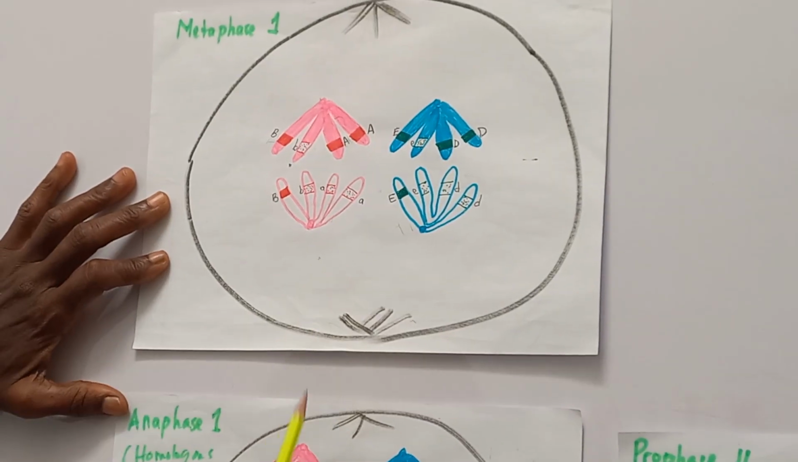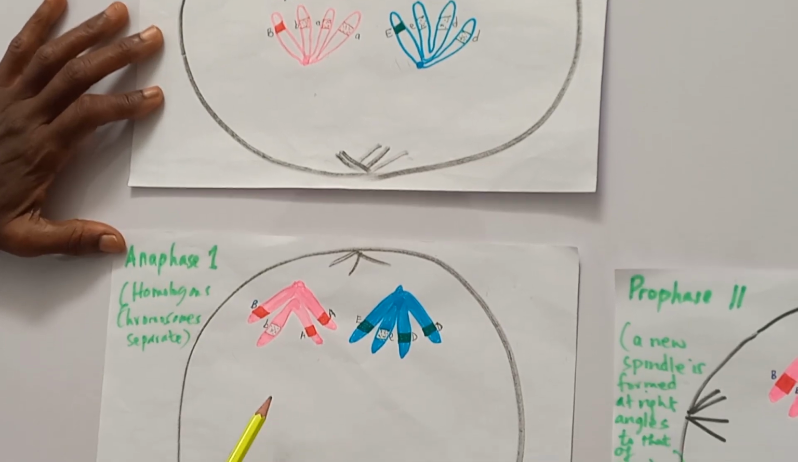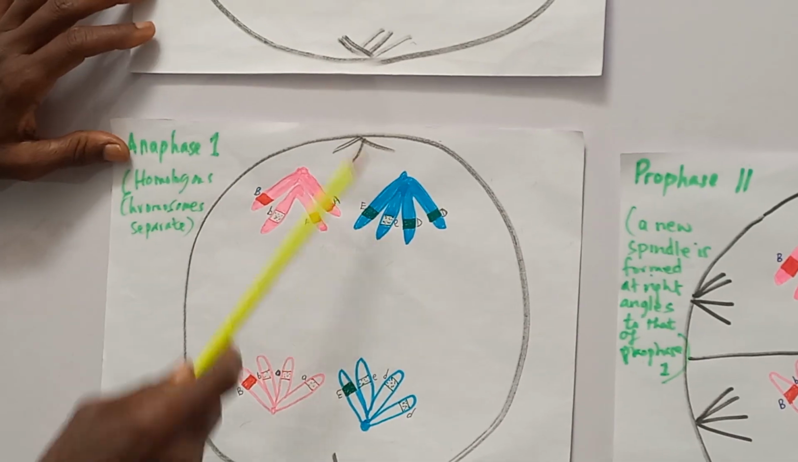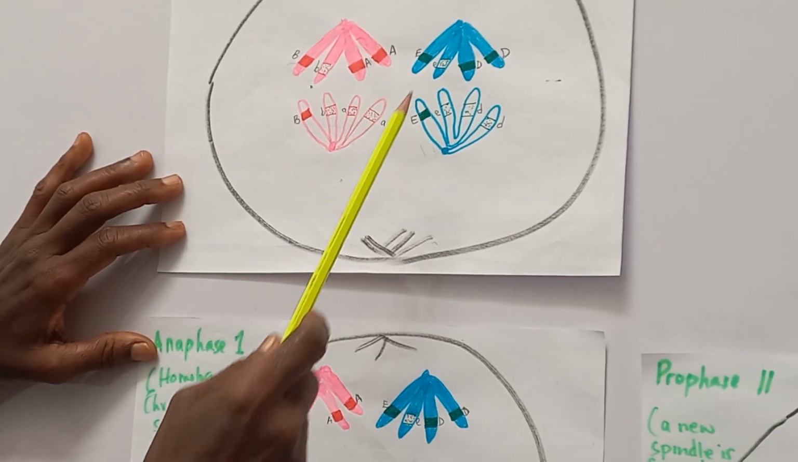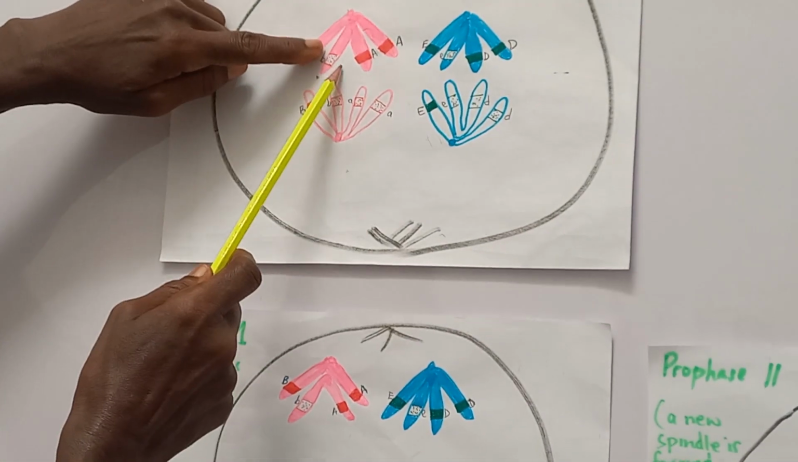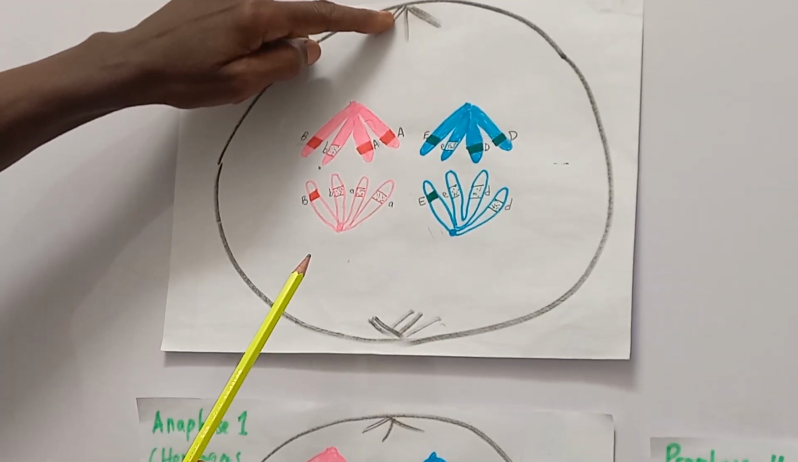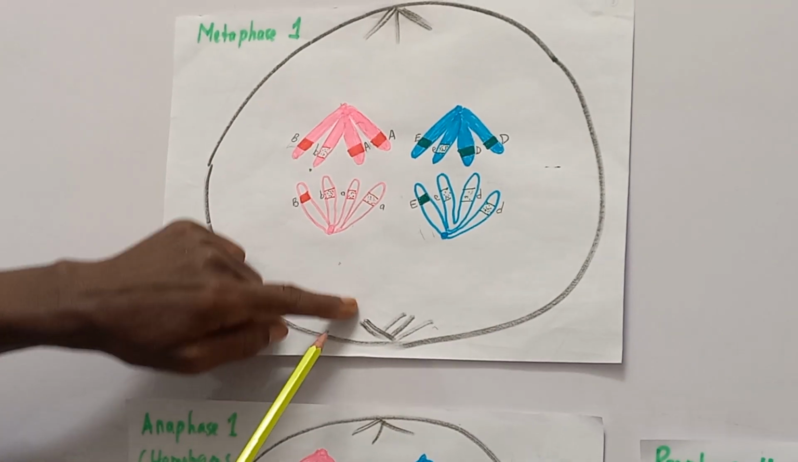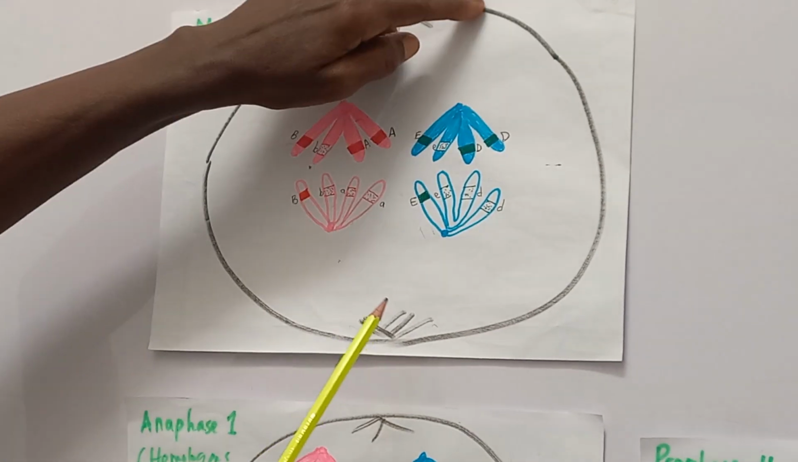Metaphase 1 done, and we go to anaphase 1. At anaphase 1, the homologous chromosomes separate. So this chromosome is going to go up here. That chromosome will come down here at anaphase 1. This chromosome will go here.